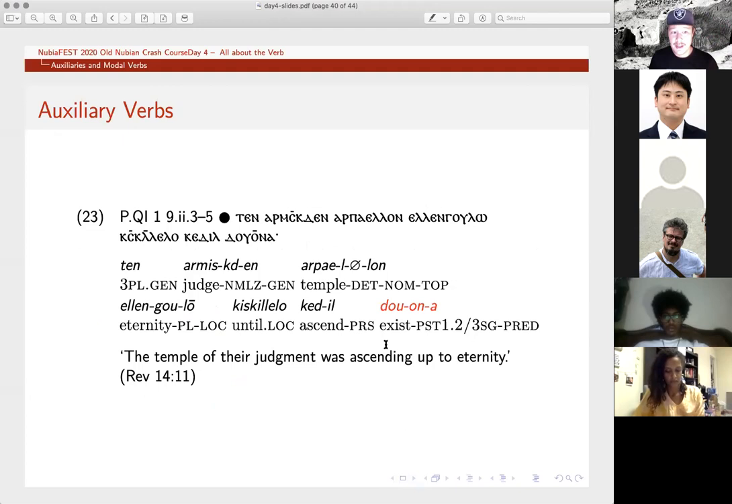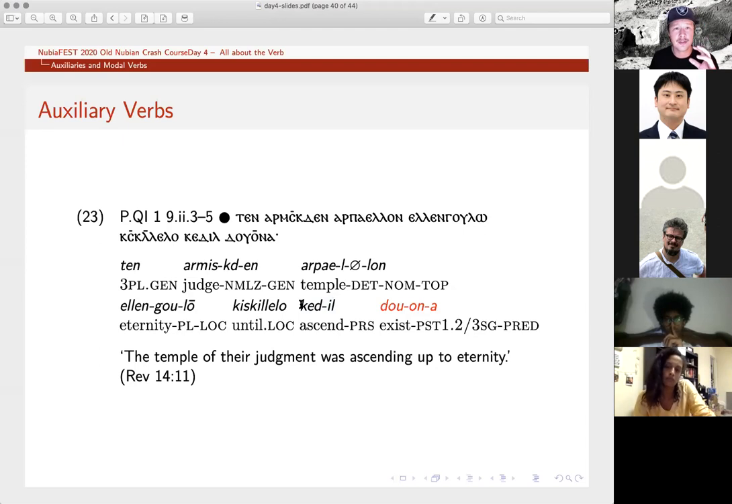Here we see a very rare occurrence of the progressive auxiliary. "The temple of their judgment was ascending up to eternity." So it's something that is in progress. What shows you that something is an auxiliary construction is that both the auxiliary and the content verb are marked with tense marking. We have an auxiliary marked with past, but then our content verb, the verb that actually gives the meaning to the construction, is marked with present, which seems to be some type of default present. Even though you could also have a past tense marker here and it would mean the same thing, technically speaking. We don't really understand why that is or how that works. But what's important is that in an auxiliary construction, both verbal roots carry tense marking.